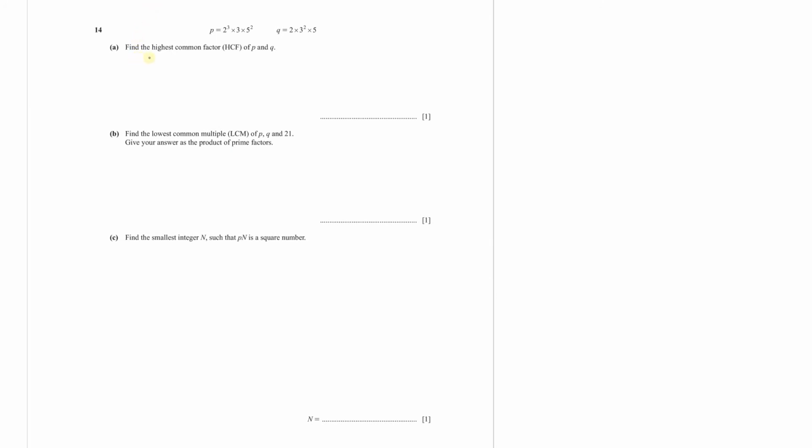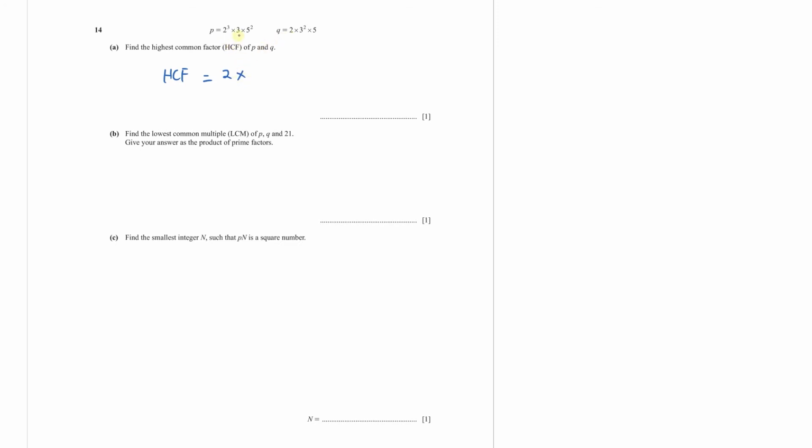Question 14 is find the highest common factor of P and Q. You're given P and Q as a product of their prime factors. For HCF, you look for the lowest powers of the prime factors. So what is the lowest power of the prime factors between P and Q? Here you have 2 power cube. Here you have 2 power 1. So 2 power 1 will be the lowest power of the prime factor.